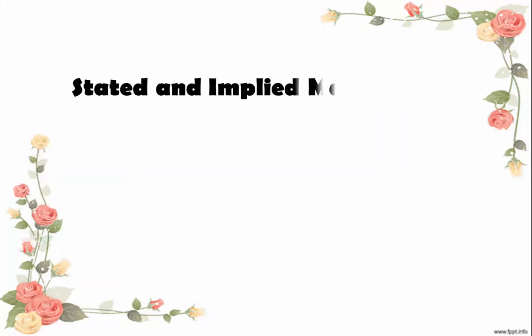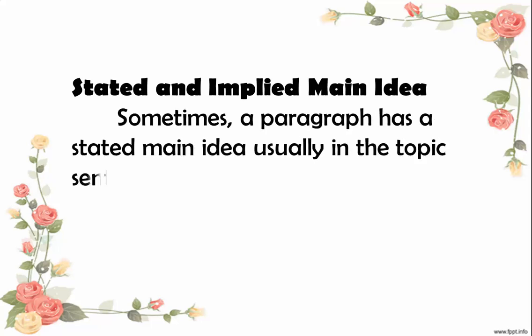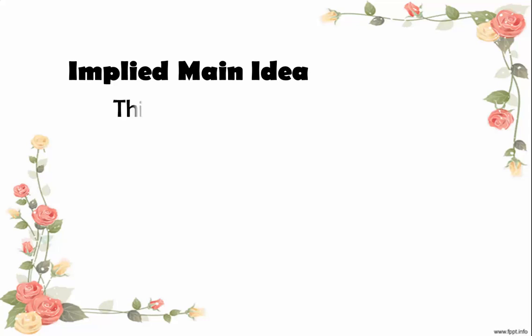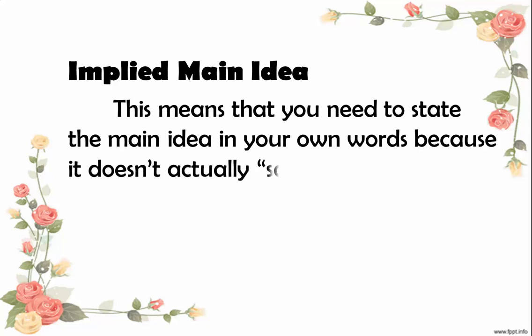At this point, let us also discuss the stated and implied main idea. Sometimes, a paragraph has a stated main idea, usually in the topic sentence. This means the paragraph says what the main idea is. The examples we have seen are all examples of stated main ideas as they are stated in the topic sentence. But sometimes, a paragraph doesn't have a stated main idea but has an implied main idea. Implied main idea means that you need to state the main idea in your own words because it doesn't actually say it in the paragraph.